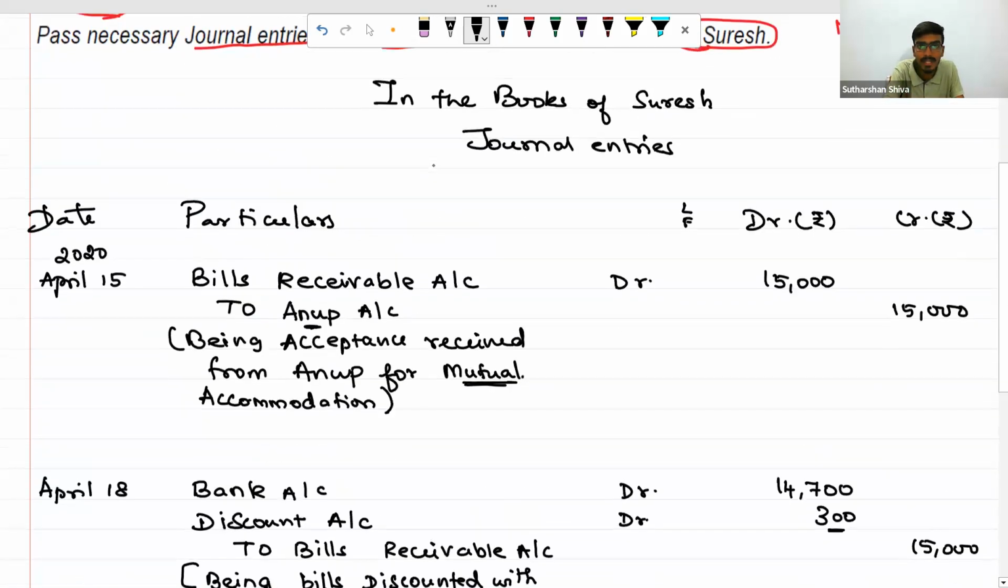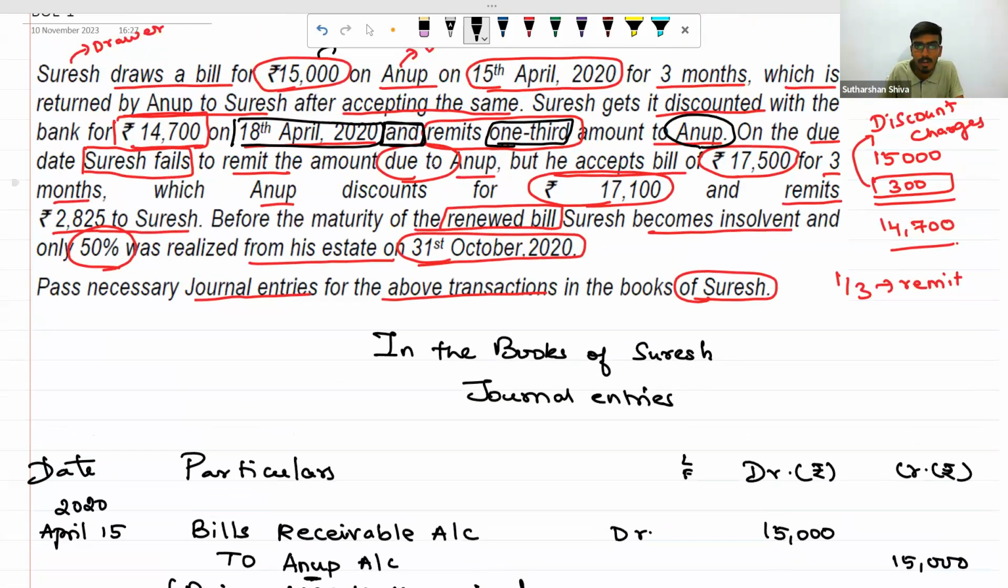Once it has been done, next step, what they have given. 18th we have done. On the due date, what is the due date? That's how we are going to find out. What is the actual bill value? April 15. What is April 15? 15/4/2020. Correct? How many days they have said? 3 months. Add 3 months.